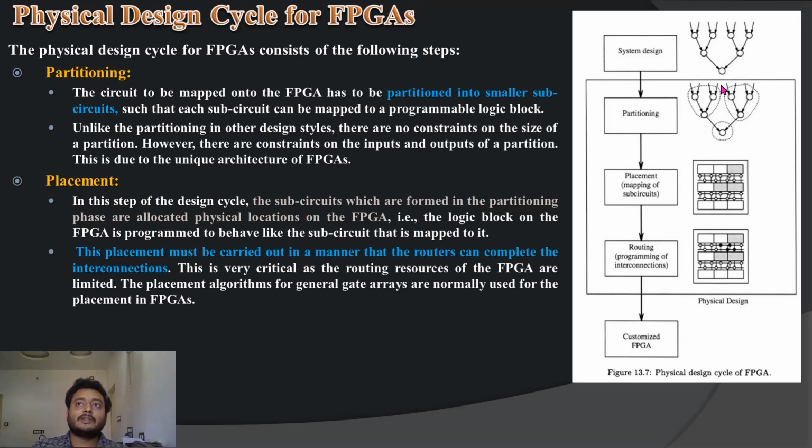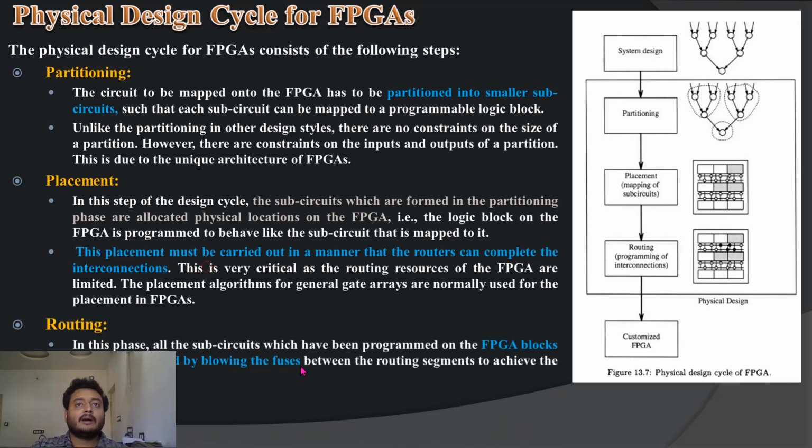Okay, right? So these are the circuits you have. These three circuits are grouped and partitioned separately, and these three are allocated a separate placement in your FPGA. That is a mapping; we call it a mapping. So that's your placement, and the placement must be carried out in a manner that the router can complete the interconnection. We should take care of the placement in such a way that the router does not have issues while routing. Then we go for the routing phase.